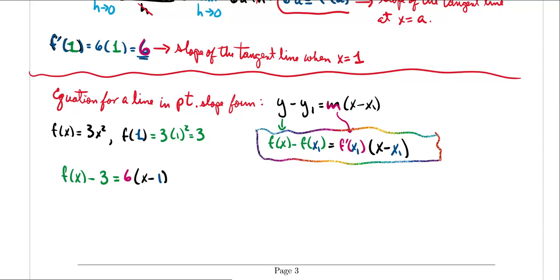And that's it. Now, I don't require you to isolate the f of x. You can just leave it as is. This works just fine. Or if you wanted to give me a y minus 3, that's also fine. Yeah, I'll leave it like this.